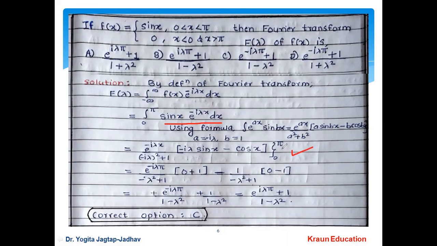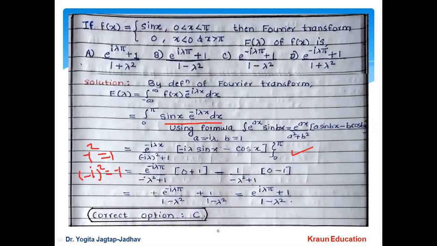When I try to put the limits, for the upper limit, when we put x equal to pi, you know sine pi equals 0 and cos pi always equals minus 1. Therefore, in the outer term, we have e raised to minus i lambda pi upon minus i lambda square, which is what? Minus lambda square, because minus 1 square is equal to plus 1. Also, i square equals minus 1. Therefore, this term is negative 1, right? Therefore, here we are having minus lambda square plus 1.